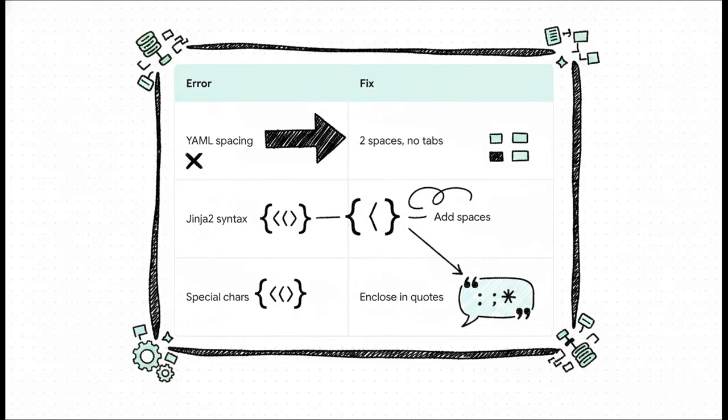If you get an indentation error, remember that YAML absolutely hates tabs. Ditch them. Use spaces, usually just 2 per level. If your Jinja2 variables are acting up, make sure you give them some breathing room with spaces inside those curly brackets. And if your text has special characters like colons, put quotes around the whole string so Ansible doesn't get confused and think it's a formatting command.